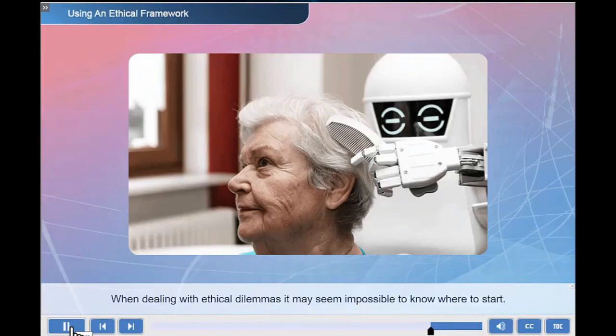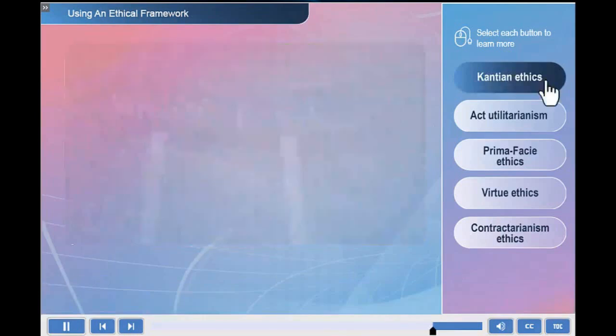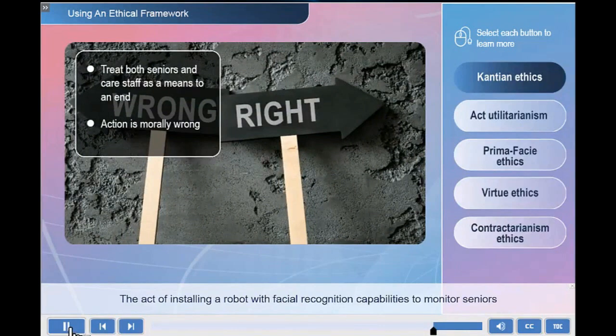When dealing with ethical dilemmas, it may seem impossible to know where to start. However, we can harness the 5 workable ethical theories discussed previously to help us make our decision. Let's go through the process together. Click on each ethics category to learn how to apply it to the scenario. When you are done, click the Next button to continue. Kantian ethics asks us to consider whether an action is morally right or wrong. The act of installing a robot with facial recognition capabilities to monitor seniors without informing them is morally wrong.